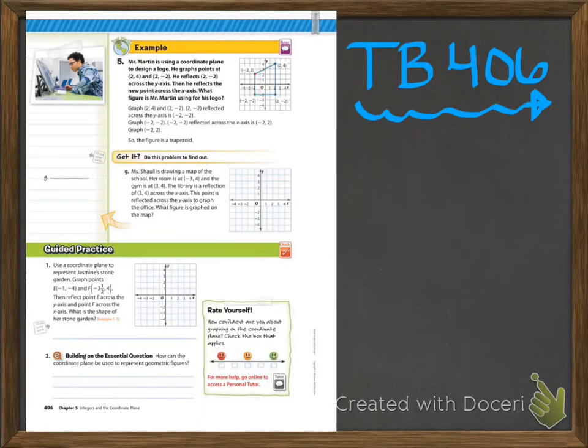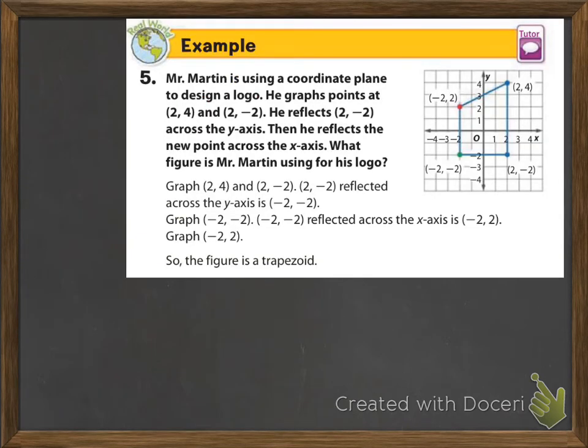And now we're looking at textbook page 406, with this gentleman looking at a computer. It says, Mr. Martin is using a coordinate plane to design a logo. He graphs points at (2, 4) and (2, -2). He reflects (2, -2) across the y-axis. Then he reflects the new point across the x-axis. What figure is Mr. Martin using for his logo? So let's go ahead and work through this problem. Even though it's done for us, we still want to work through it.